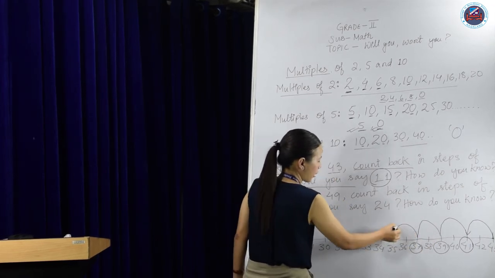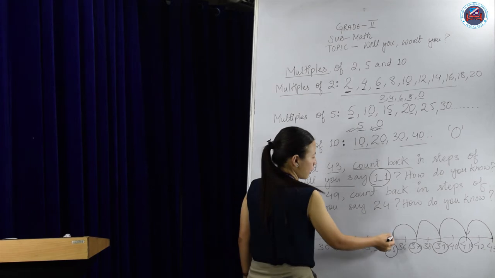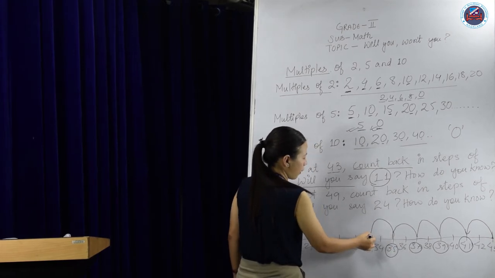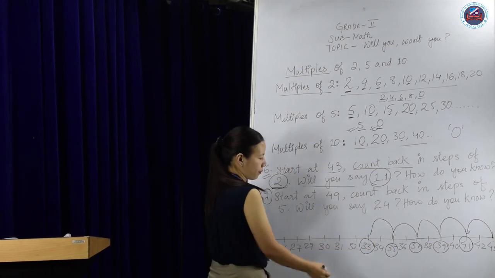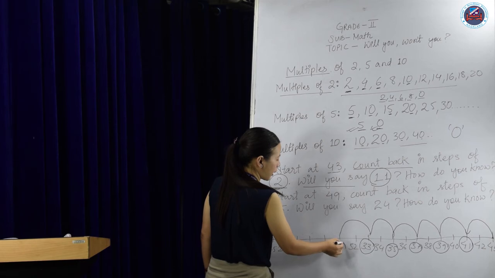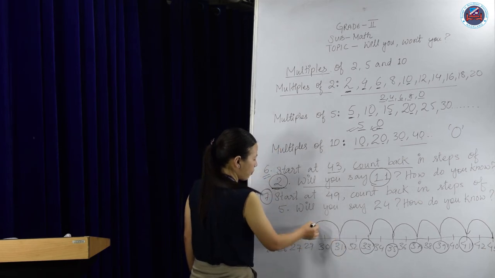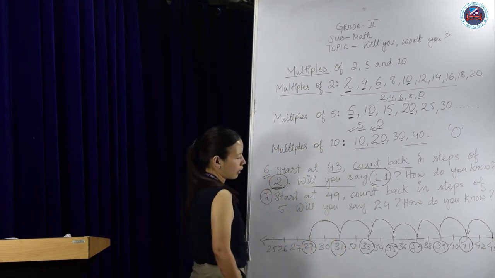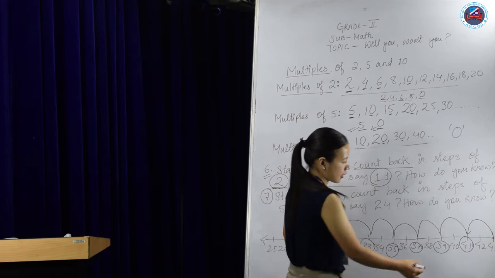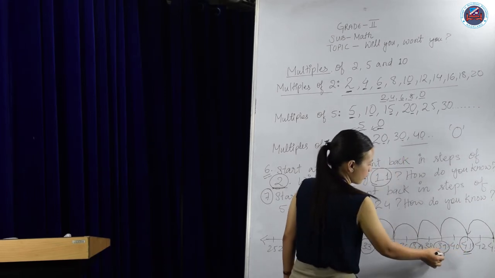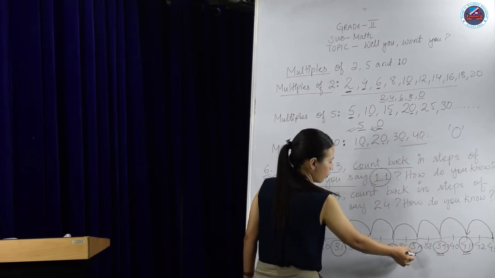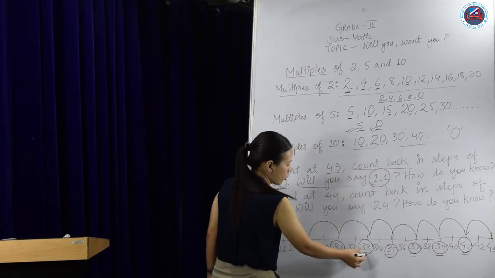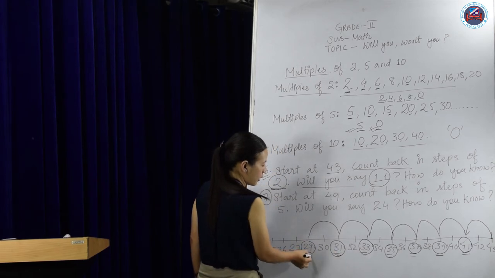And 2 steps back, you get 35. Now, let's count back 2 steps back from 35, you get 33. And then count back again to get 31. And then if you count back 2 times, you get 29. Now look at the sequence over here. It started at 41, and then it goes to 39, 37, 35, 33, and 31, and 29 again.